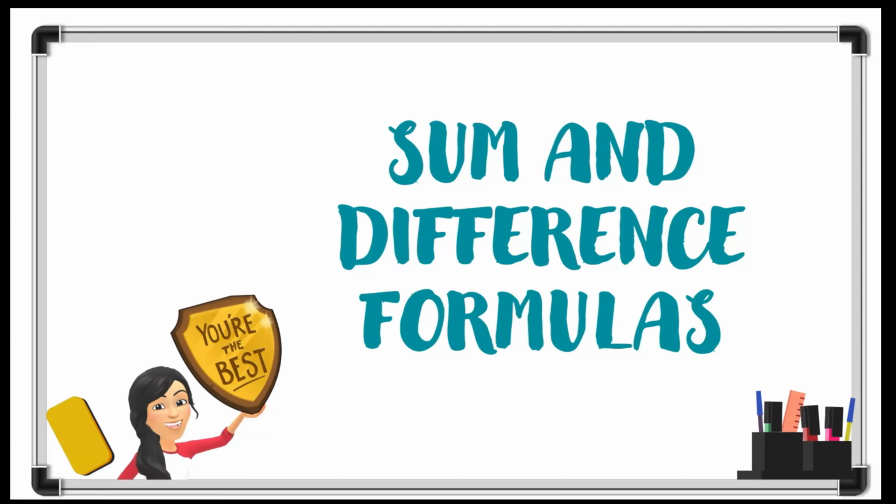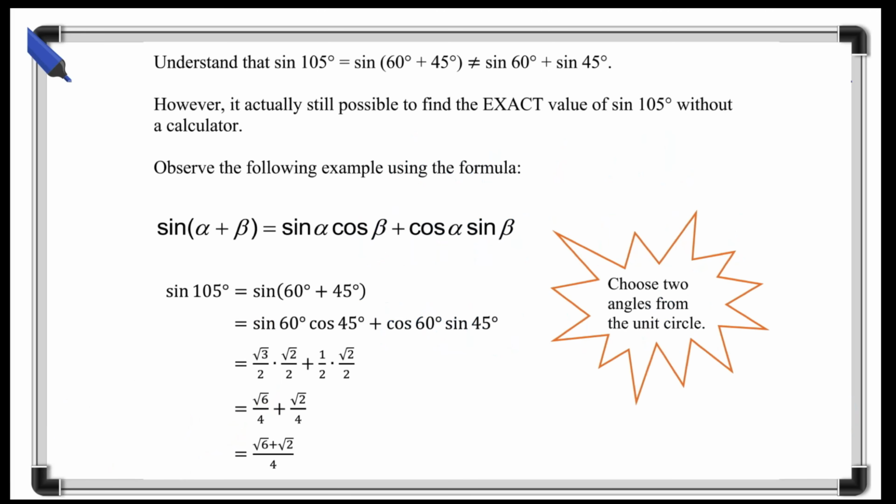Hi everyone, so today we're going to talk about the sum and difference formulas. So we're going to give you an example. Let's say you have the sine of 105 degrees. Now, when you try to find that, that is the sine of 60 plus 45. And then if you were to simplify that, that would get you back to 105.